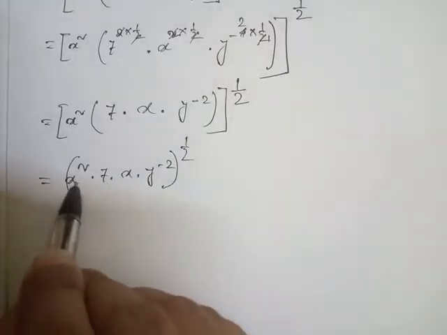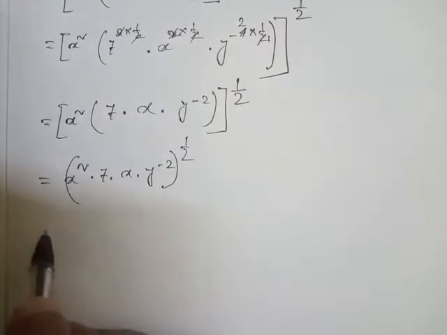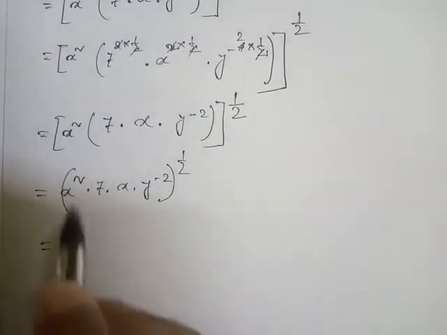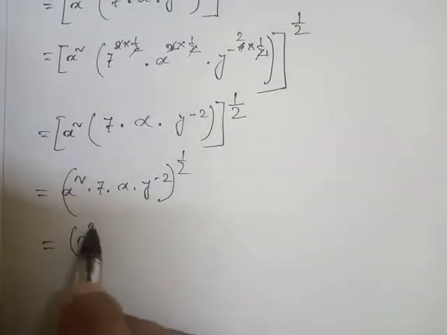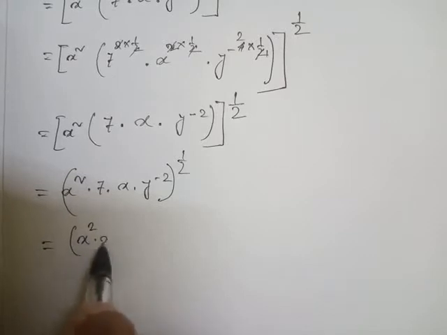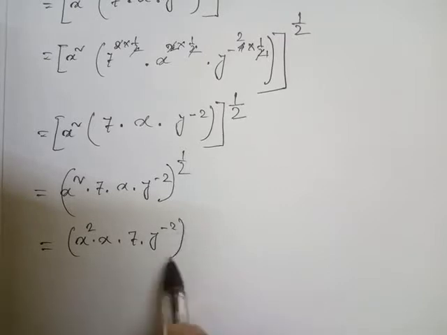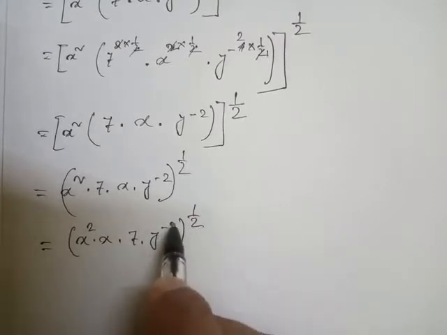Now look here, x square and x. If I add these, the answer would be x cube obviously. Now look how to solve this. After that, x square and x, so there is x square into x, now into 7 and into y to the power minus 2. I'm going for the interchanging here now.